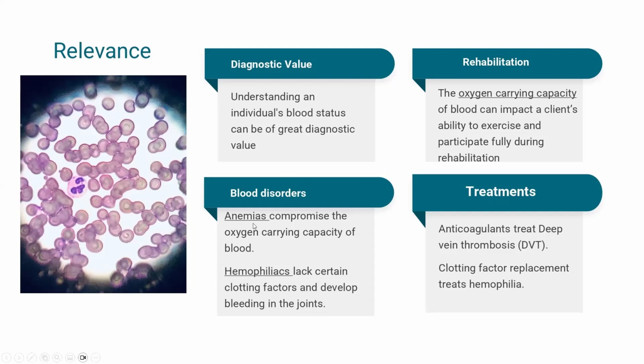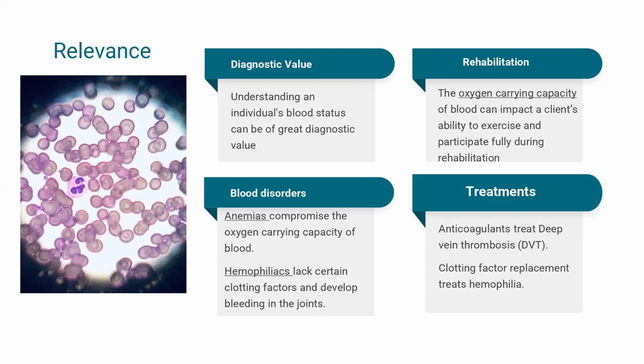Blood disorders: some patients might have anemias. And what are anemias? A patient might ask you, what is anemia? And you need to explain that to the patient. Anemias compromise the oxygen carrying capacity of blood. Where is the oxygen carried in blood? It is carried on hemoglobin. So you need to understand that.